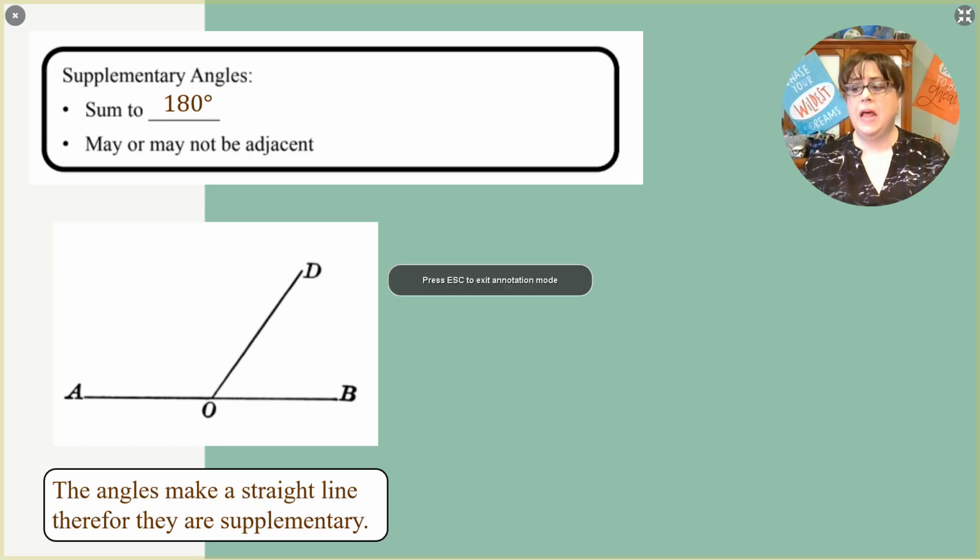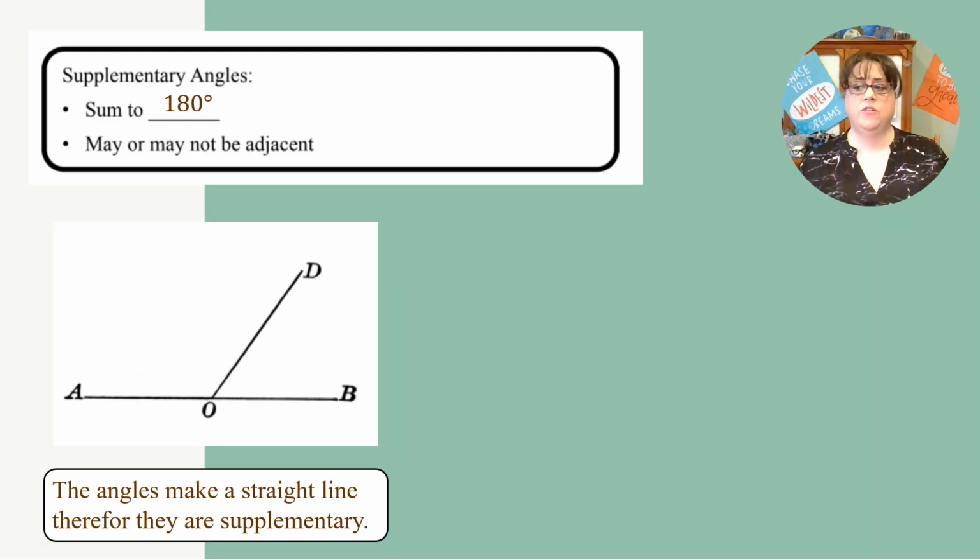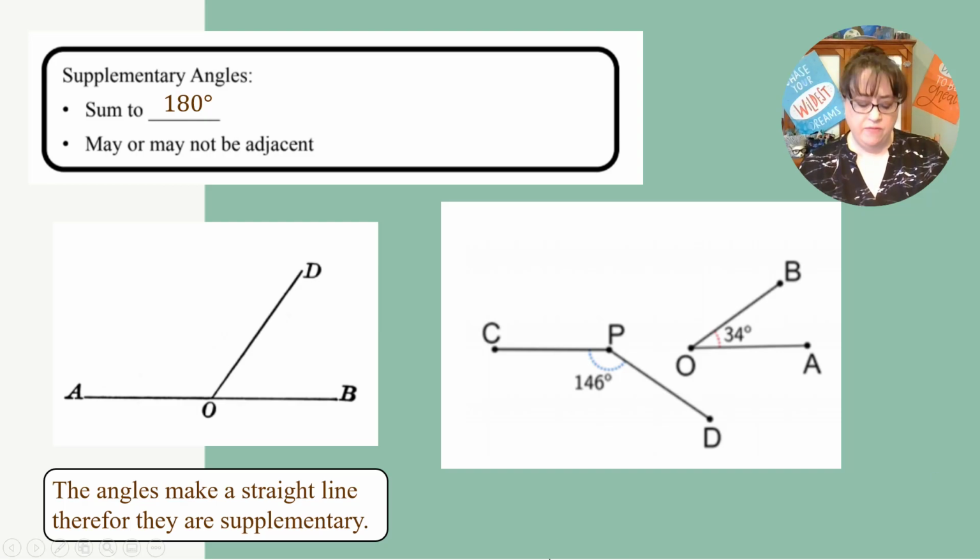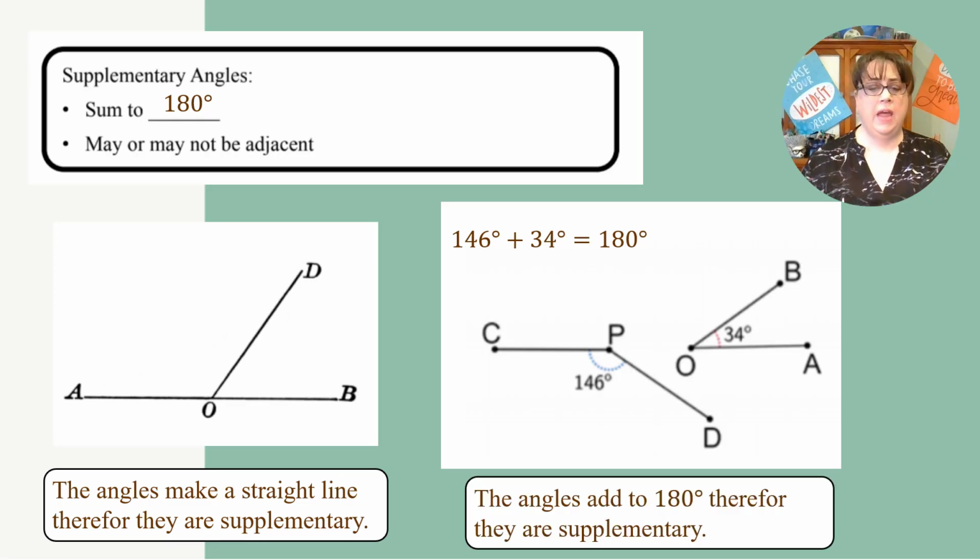But again, they may not be adjacent, and so then you'll look for other clues, such as having angles written inside of them, like this. And then you'll actually need to check by adding them together and do they equal 180. And if they do, then you can conclude that they're supplementary angles.